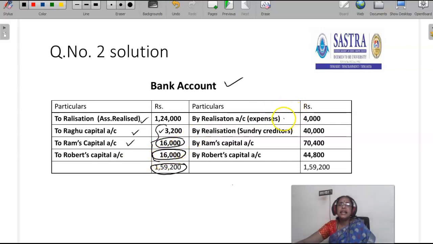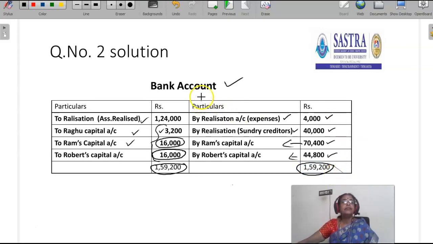Then realization expenses. The firm met the realization expenses of 4,000 rupees. They settled sundry creditors 40,000 rupees. Then they paid Ram 70,400 and Robert 44,800. Naturally, the bank account will be tallied and closed.